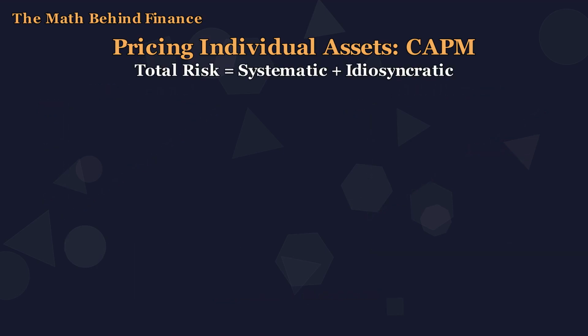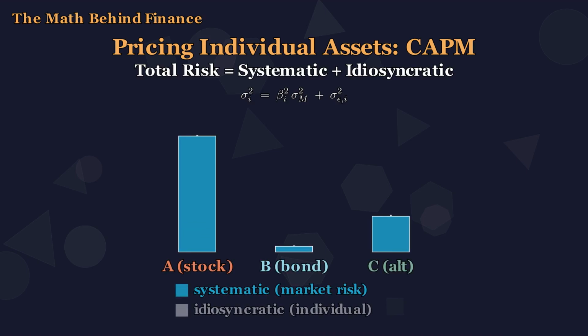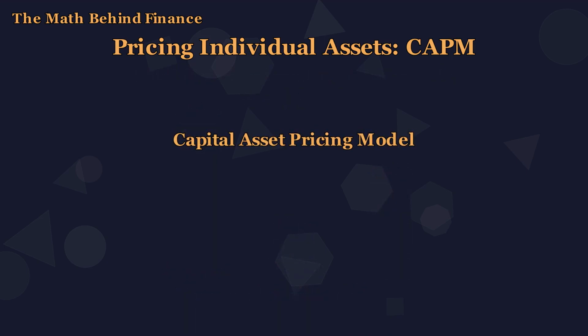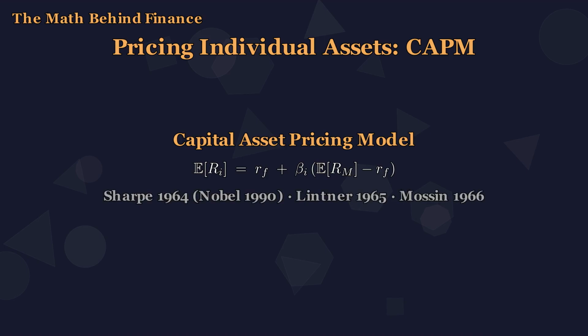The total risk of any asset splits into two parts. Systematic risk, beta squared times market variance, the part you can't escape, and idiosyncratic risk, everything else, the asset's individual story. The stock is 86% systematic, the bond only 27%. Diversification kills idiosyncratic risk. It cannot kill systematic risk. And this gives us the full CAPM equation. Expected return of any asset equals the risk-free rate plus beta times the market risk premium. Sharpe earned the 1990 Nobel Prize for this single line, building on Lintner's and Mossin's independent formulations.